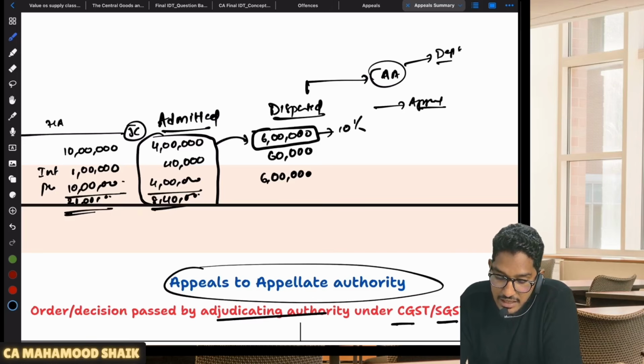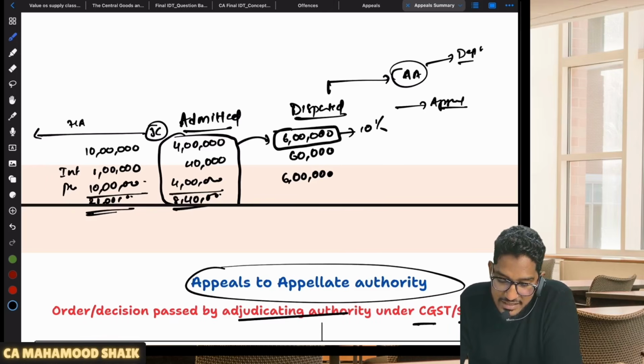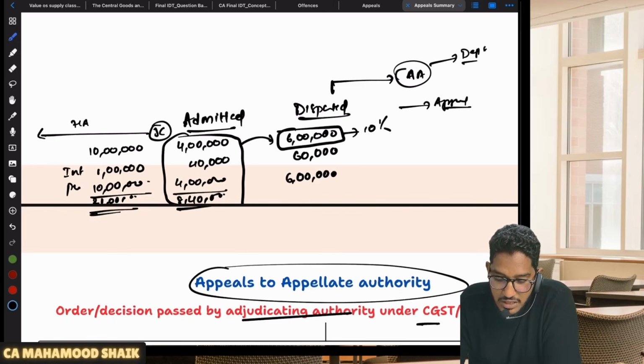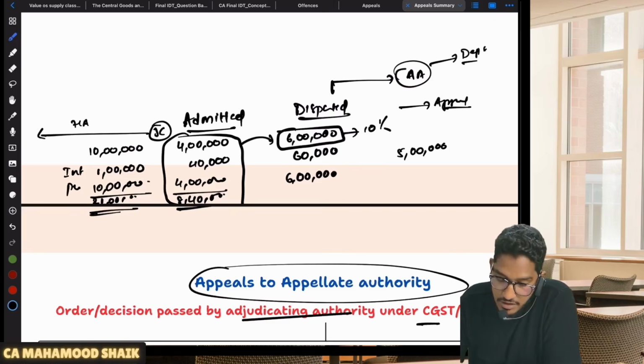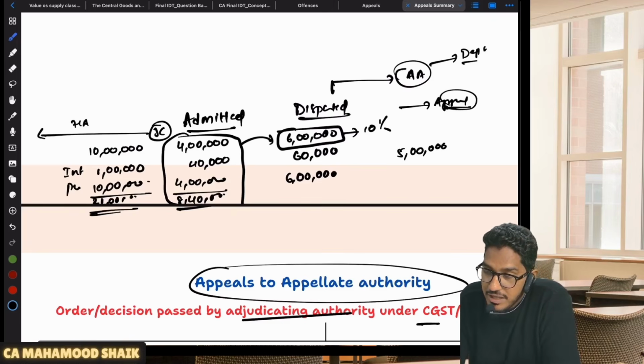Sir, let us say out of these hearings and all, I decided that my disputed amount should be 5 lakh rupees only. During the hearings, you might realize that you have to dispute only 5 lakh rupees. Now, before you go to the appellate tribunal, first you have to pay your admitted liability. You have already paid 4 lakh rupees of your admitted liability. Now you are admitting 1 more lakh, so pay that 1 lakh rupees along with interest, penalty and all.